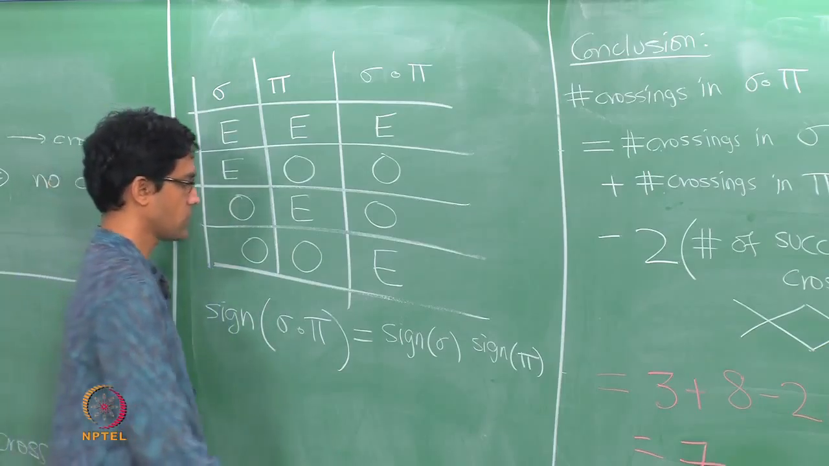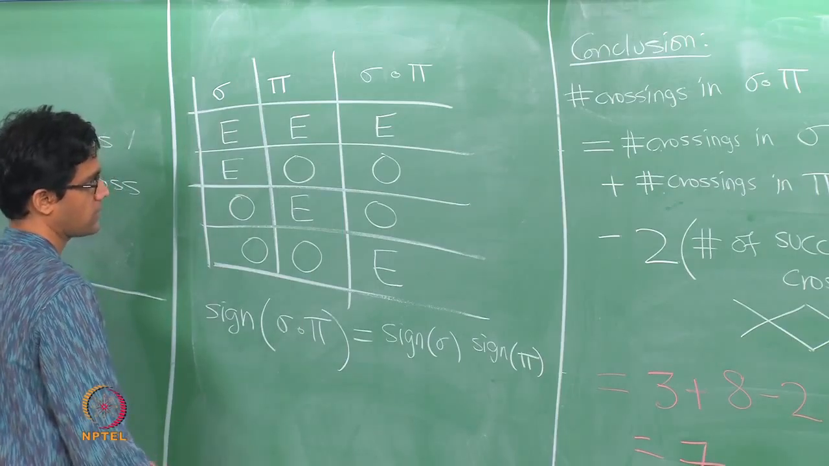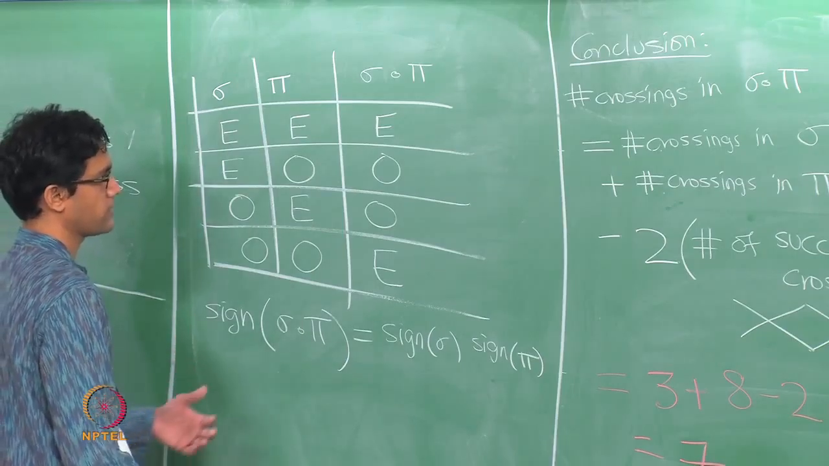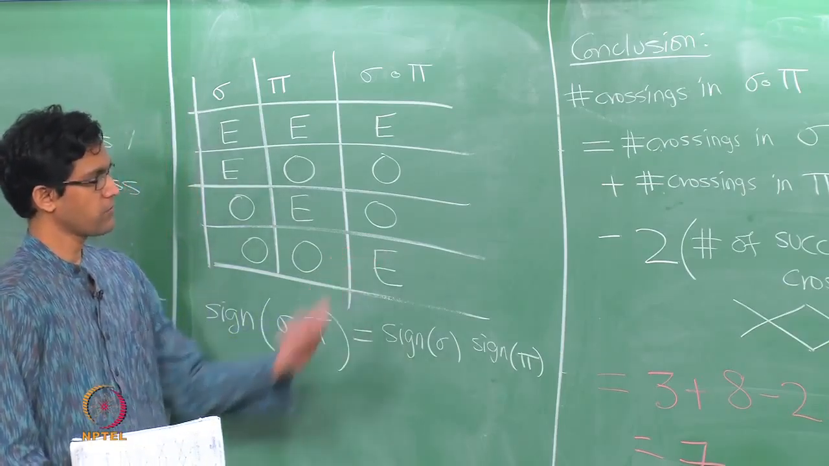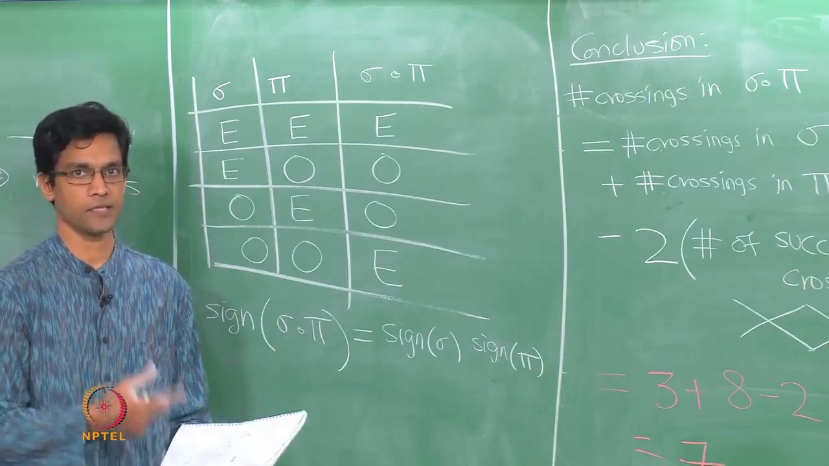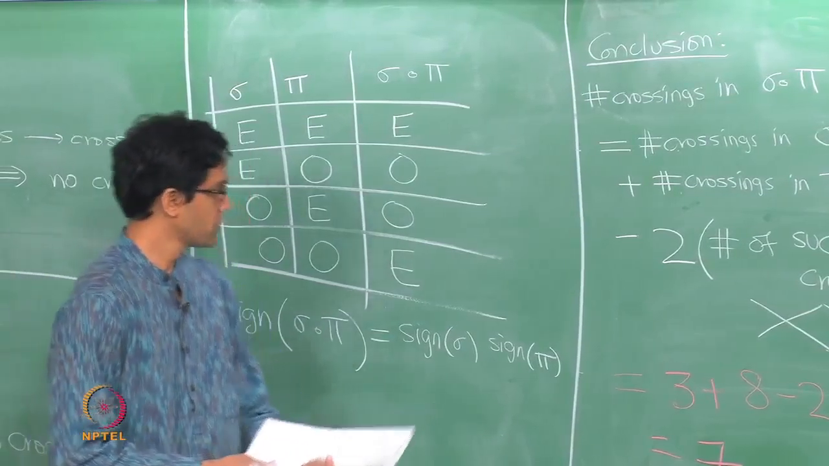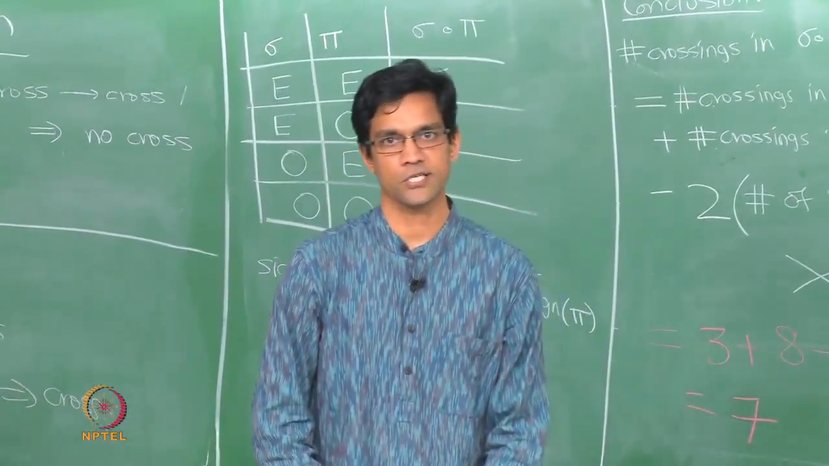So this is sometimes called the multiplicativity of the sign function, and what we have done is really try to understand it in terms of the inversions and a little more pictorially in terms of these crossings in the diagram itself. Next time we look at still more properties of permutations and signs and so on.